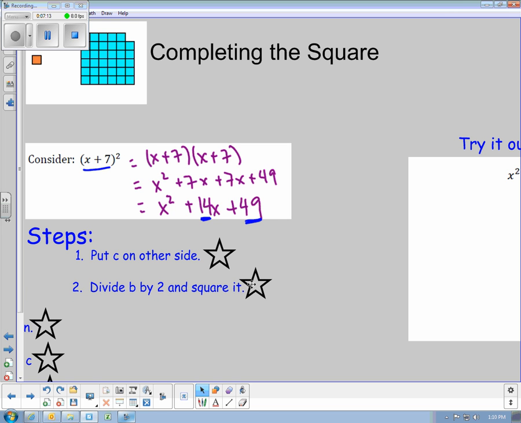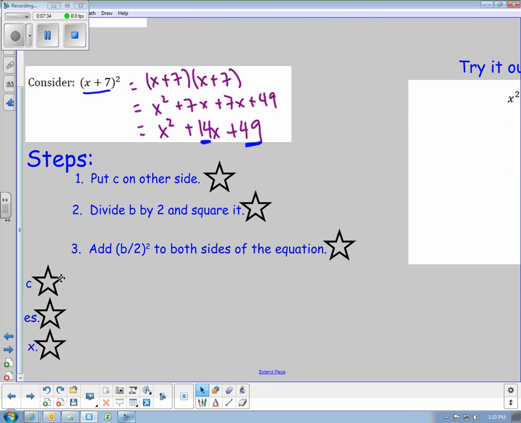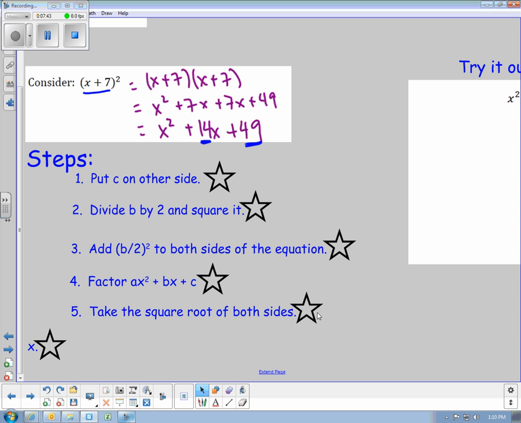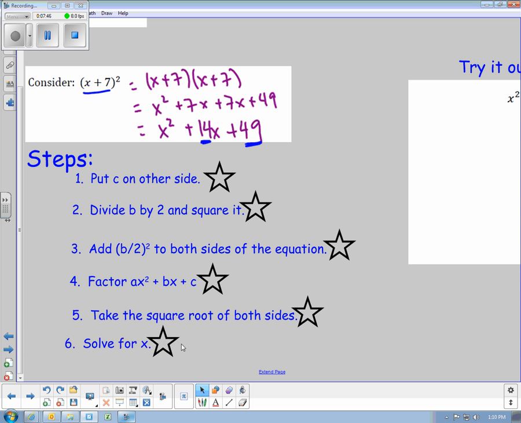Then we need to take b, divide it by 2, and square that. So that's where we get that 14. We divide that, cut that in half, giving us 7, and square it, giving us 49. And that is going to complete our perfect square. That's what we add to both sides of the equation. So you add that to both sides of the equation, and then you factor what you have, take the square root of both sides, and solve for x. So why don't you go ahead and pause the video and make sure you get those steps written down. There's 6 of them there.